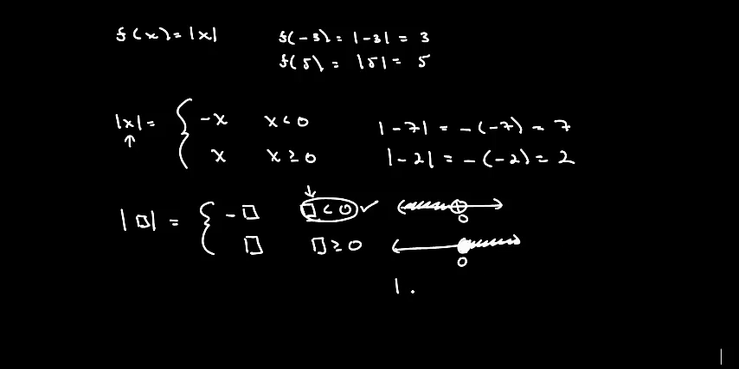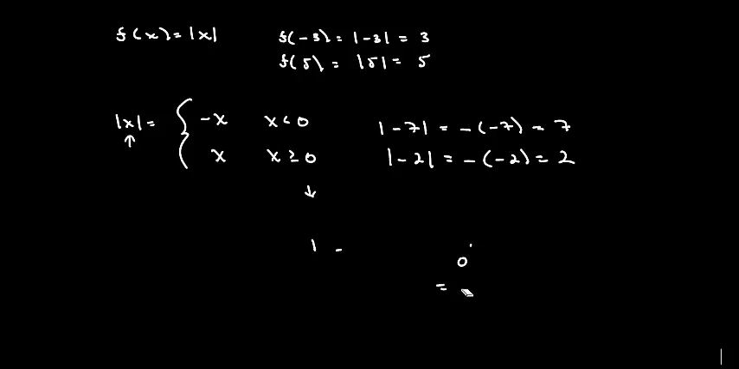Now let's try a positive number. Let's say the absolute value of 6. Well, 6 falls on this side, so we're going to use this one. So the absolute value of 6, we just plug in 6 here, and we get out 6. That's it. Well, why is this important? What if you have something like this? Actually, I'm going to erase all this, give myself some room here.